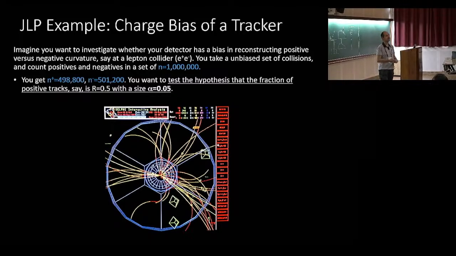It would affect with a systematic uncertainty all of your measurements or many of your measurements. So we want to take a lot of data from Delphi and test whether our tracking reconstruction has a bias towards positive or negative tracks. So we have a million tracks, and we have these two numbers. We have positive charges are a little less than negative charges. Let's test the hypothesis that the fraction of positive tracks is exactly 50%, with a test size of 5%. All right?